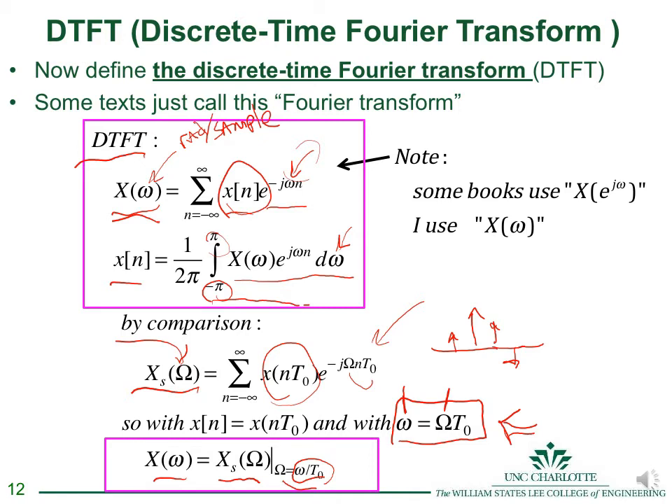Before we go, some textbooks, when you use Z-transforms and Fourier transforms, use X of e to the j omega. There's a reason to do that, but I think it can sometimes be confusing. So in my notation, I use X of omega. If you have other reference books that use X of e to the j omega, check to see that it's the same notation that I'm just using X of omega instead.